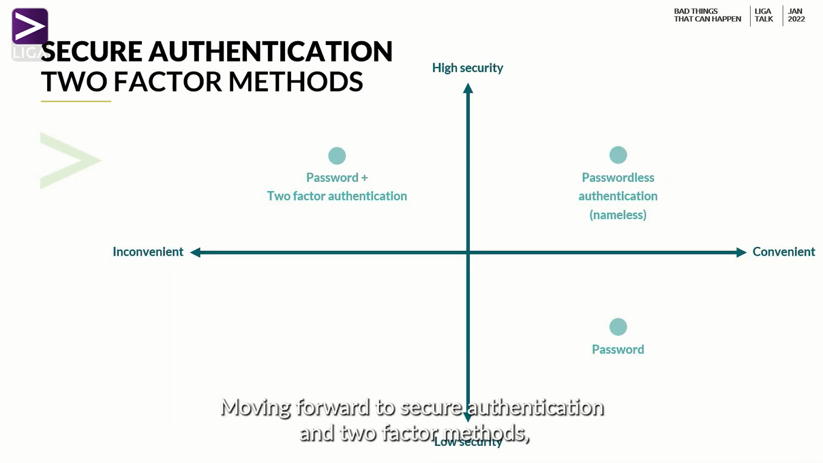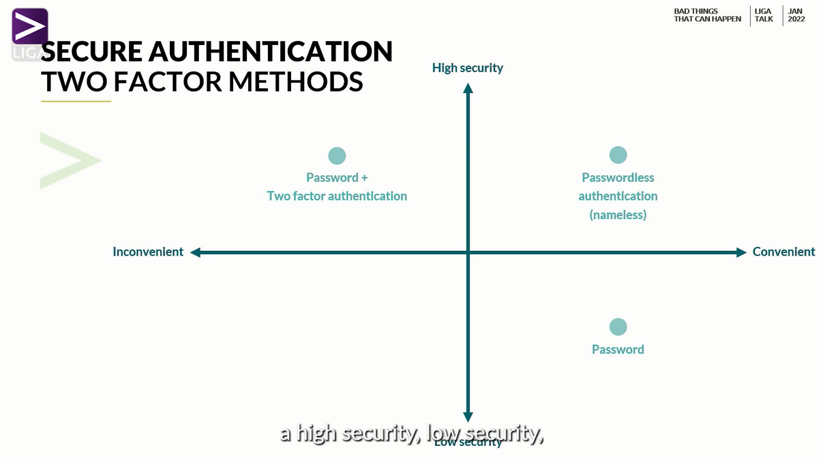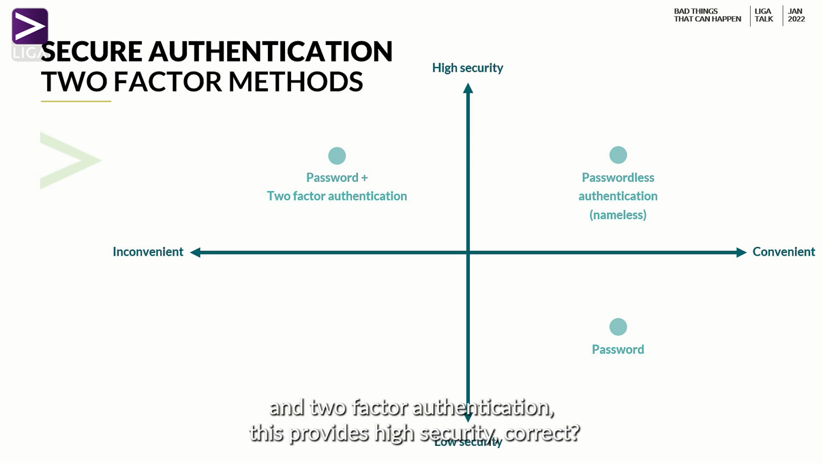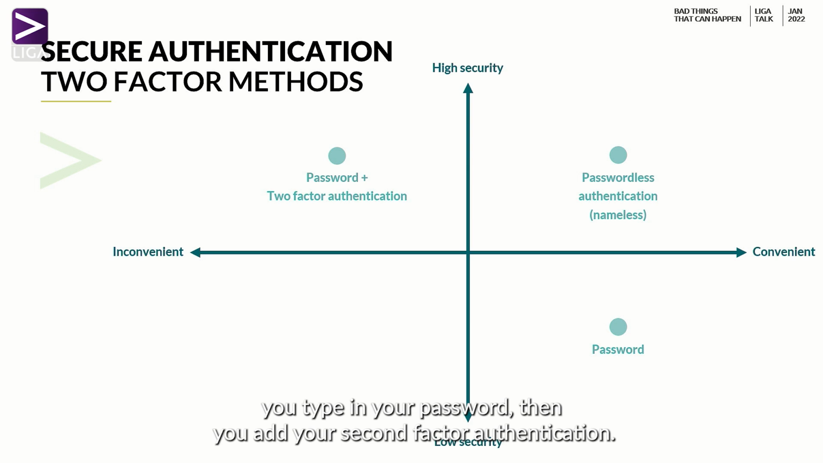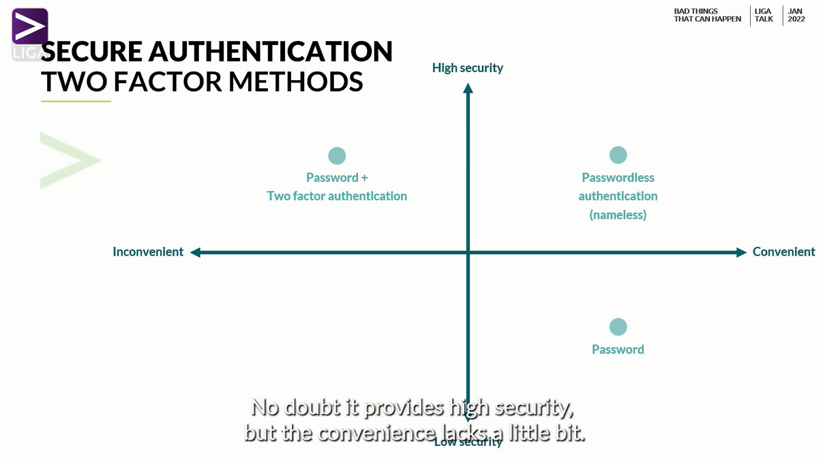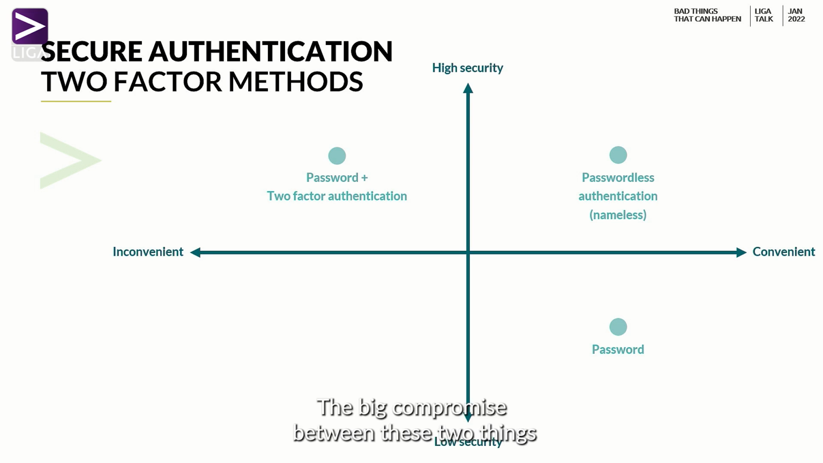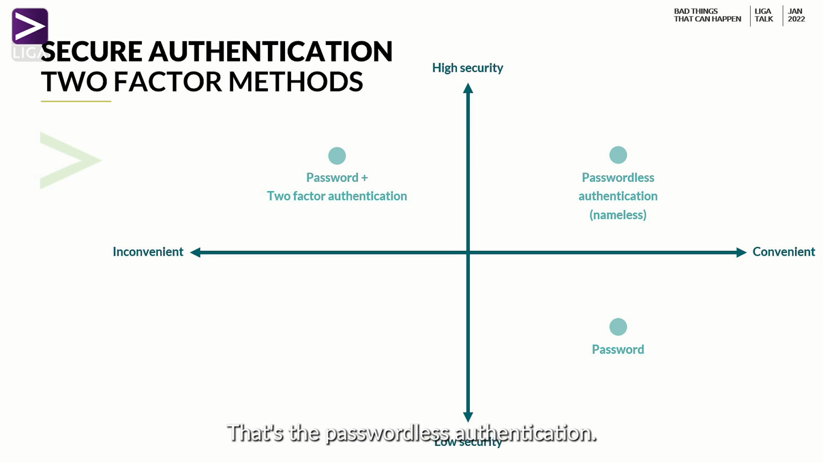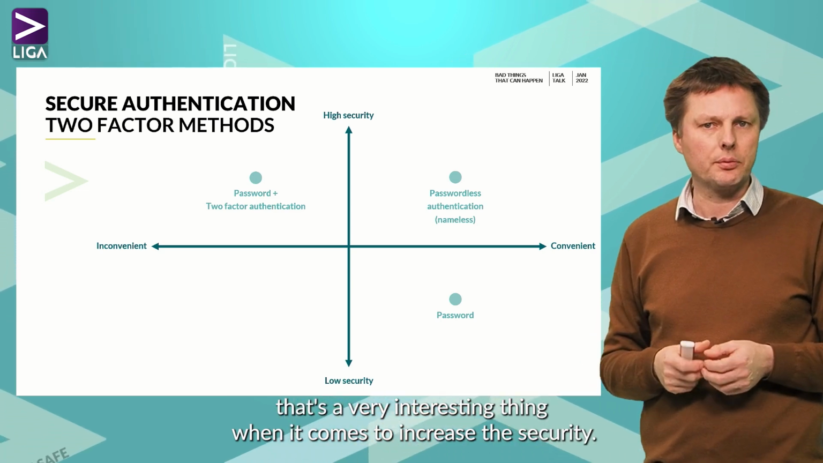Moving forward to secure authentication and two-factor methods. If you look at this screen, you will find that we have high security, low security, convenient, and inconvenient. If we look at password and two-factor authentication, this provides high security, correct? You type in your username, you type in your password, then you add your second factor authentication. No doubt it provides high security, but the convenience lacks a little bit. Looking down in the other corner, low security but convenient, is the password. The big compromise between these two, when we're discussing high security and convenience, is passwordless authentication, and in some cases also made nameless. I think that's a very interesting thing when it comes to increasing security.